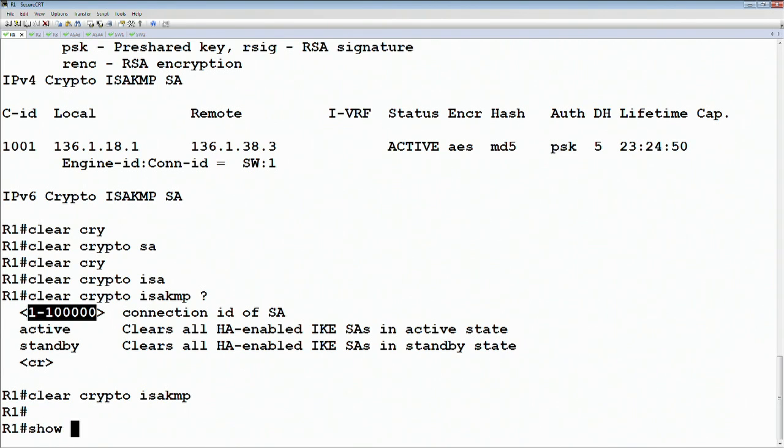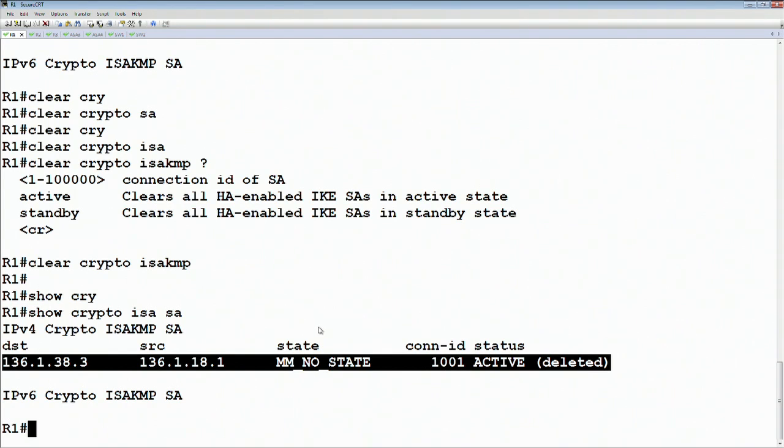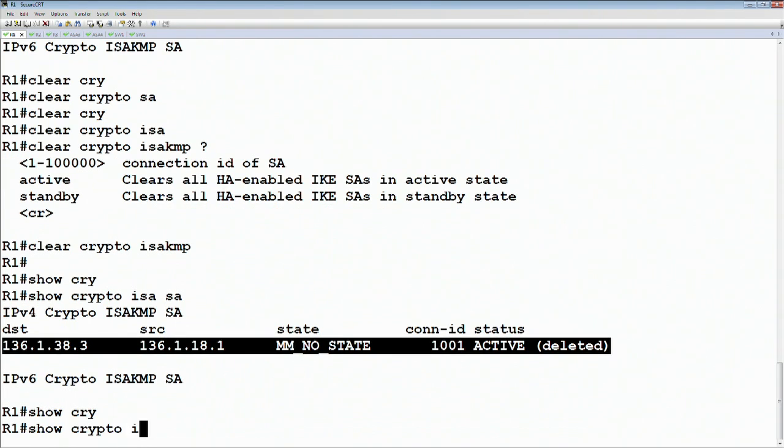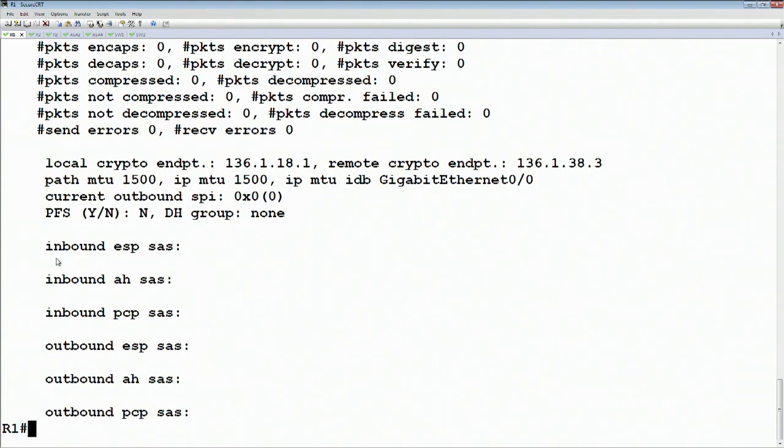So now let's look at the show crypto ISAKMP security association. Right now it says that there's no state because this was deleted manually. So eventually this is going to age out and leave that table. If we look at the show crypto IPsec SA, we see that there is no longer an inbound security association, nor is there an outbound security association. So basically right now, the tunnel has been deleted.